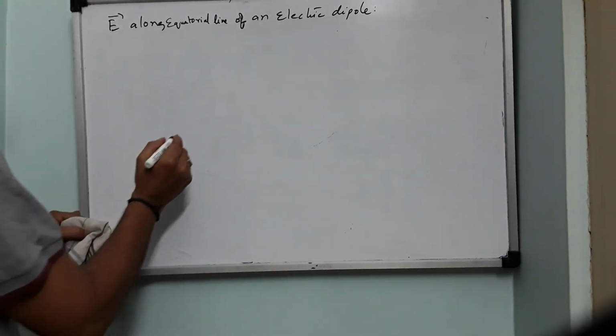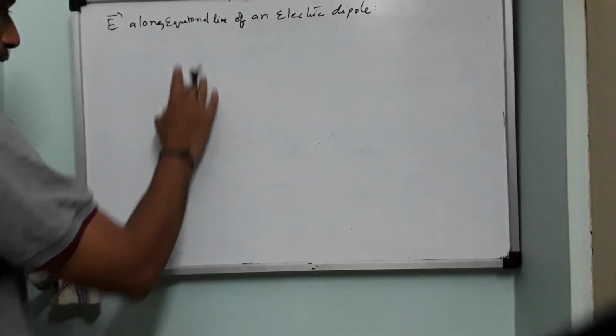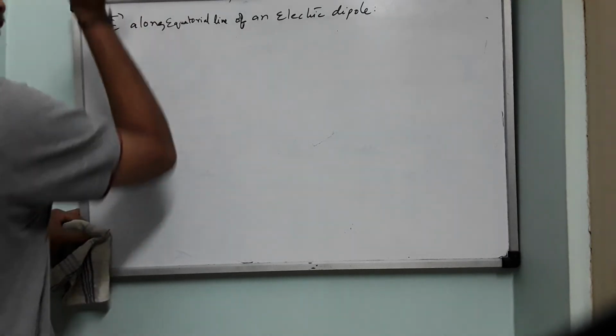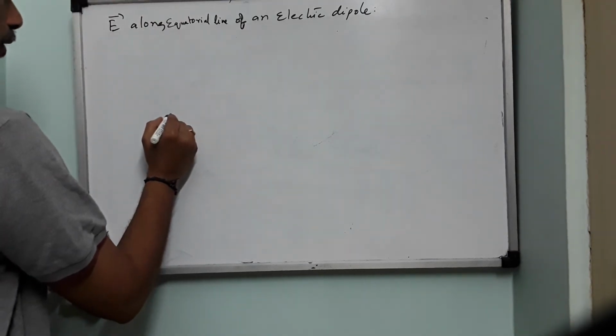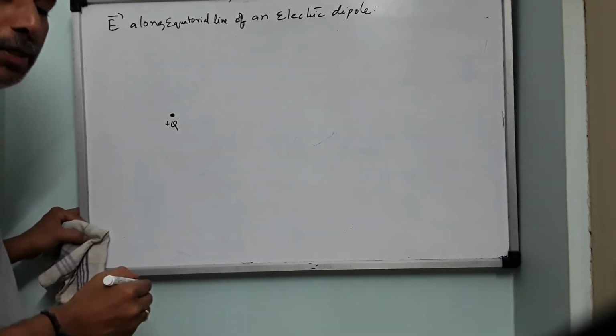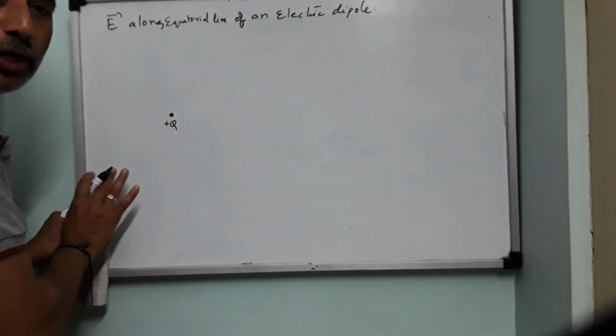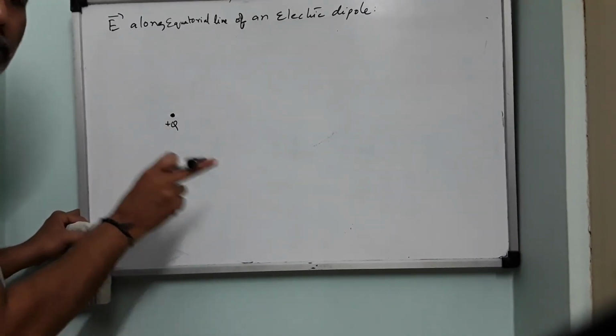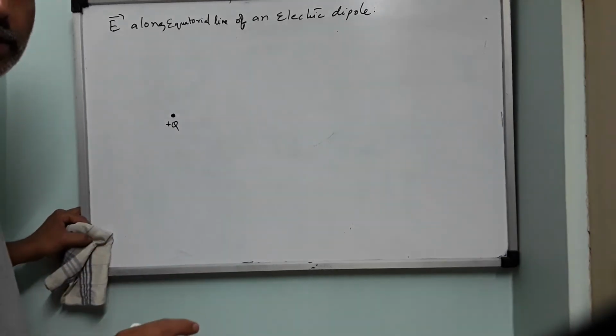Fine. Now let us consider the dipole. Make the diagram a little bit down because the diagram will go up. So here you have a positive charge plus Q. Sir, why are you always starting with positive charge? No need. You can start with a negative charge also. It is just a combination of plus Q and minus Q with a separation of 2A.